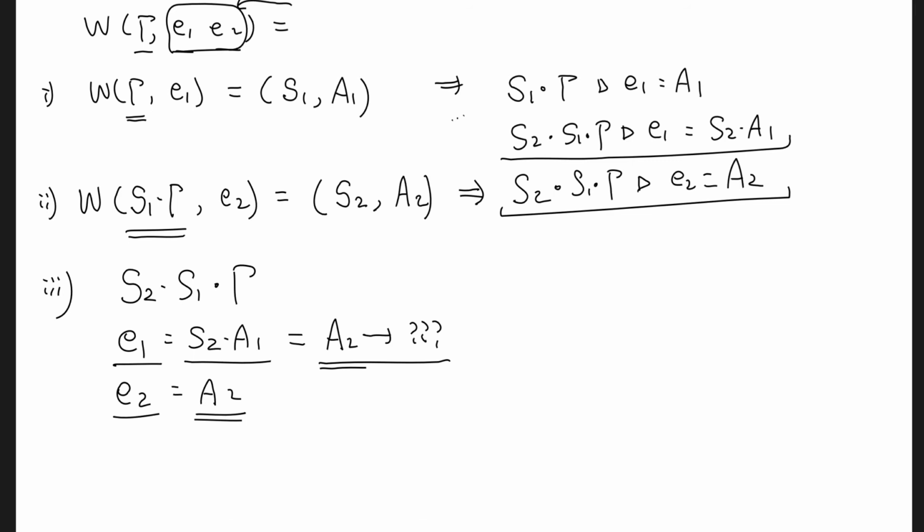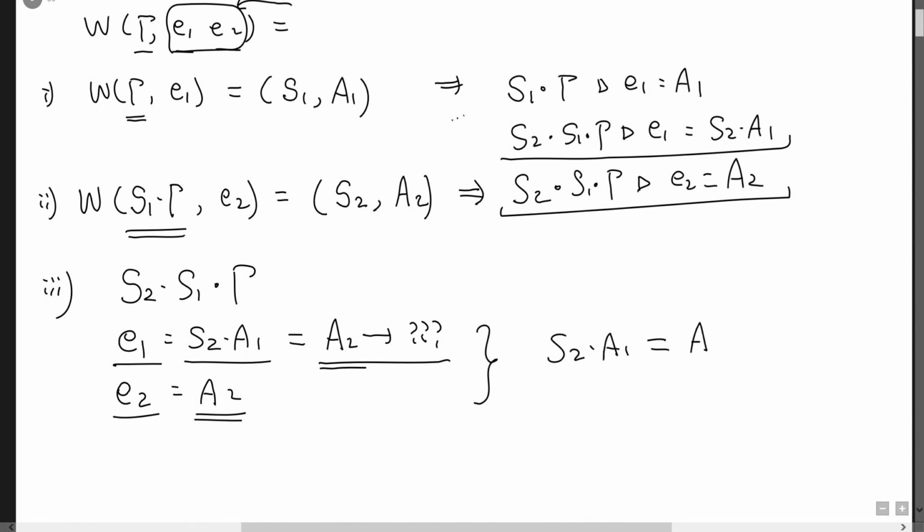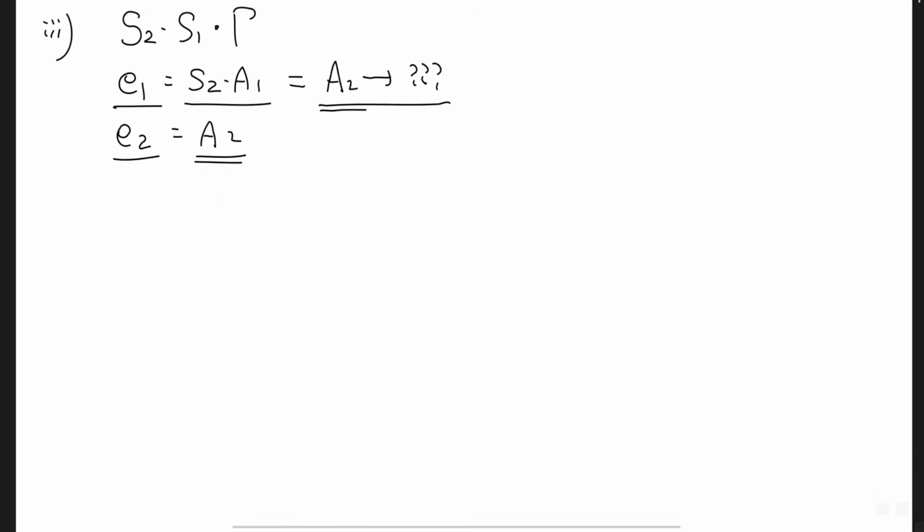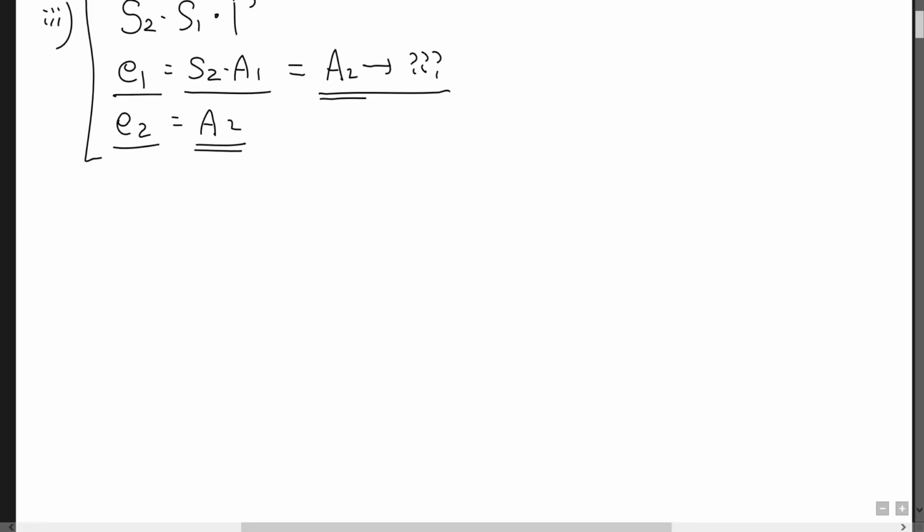So now, our intuition says we have to solve some sort of equation here. We want to solve S2 A1 is something like A2 arrow something, and we'd like to find out this one. So in order to solve this problem, we introduce another auxiliary algorithm called unify. This is the result so far. So we introduce this unify algorithm, which takes type equations.